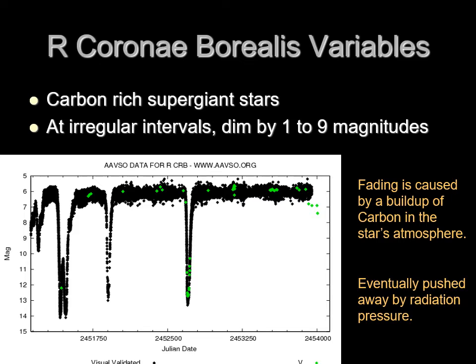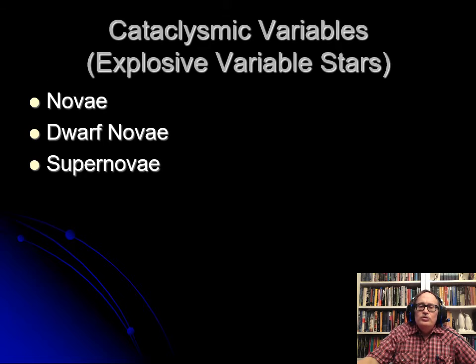And so whenever our Corona Borealis star is dimming down, just wait, because when it starts brightening up, it's spewing. So that was an example of the eruptive variables.